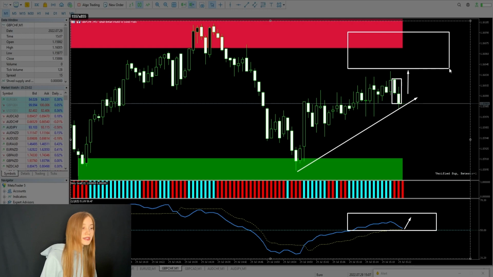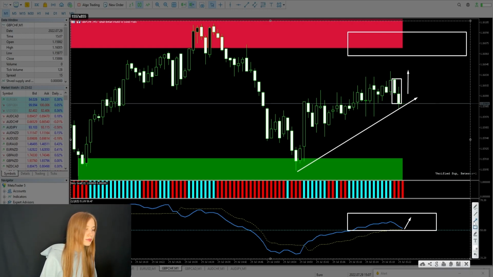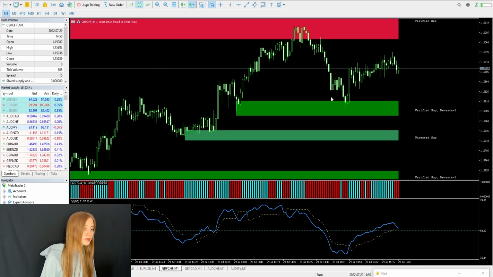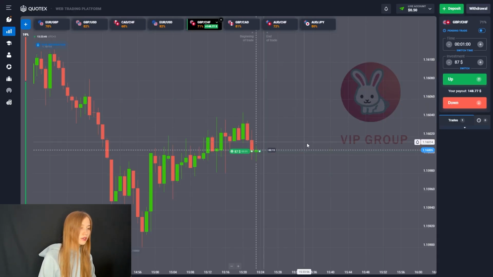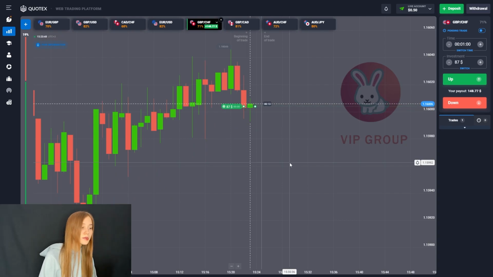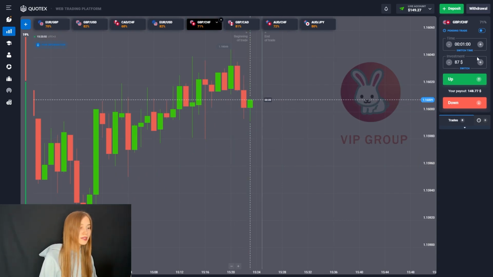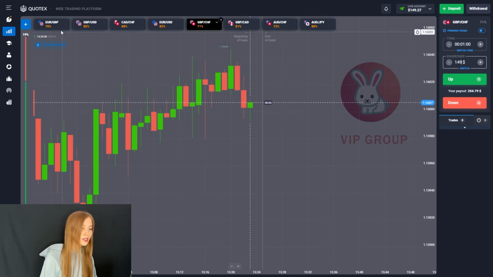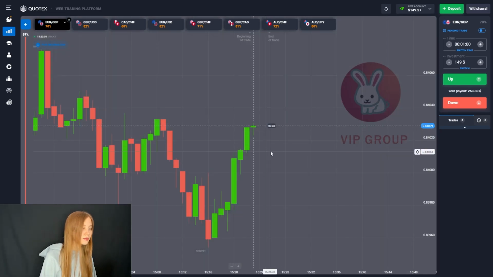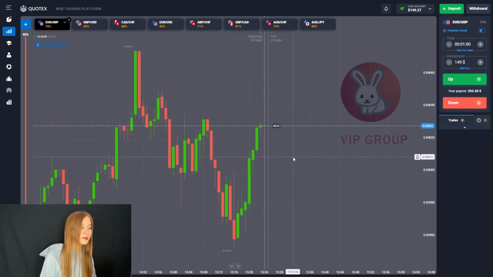As the resistance zone is still there and the movement should gradually increase, after such a movement entering a buy deal is a very good option. And we did not miss it. We'll return to the broker. While the movement suits, the deal closes in plus. Our balance is $149. The deal closed in plus, as I said. After this rollback, the movement went up.